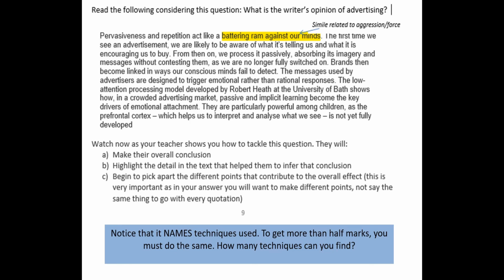So if I was to ask about that bit in yellow, pervasiveness and repetition act like a battering ram against our minds, some of you will already notice the label. I've labelled this as a simile. This will also gain marks in the test. If I was to ask you, by scanning through the work anywhere between line 1 and 4, can anyone locate where the alliteration is? Technical language or words like noun, verb, simile, alliteration do get marks in this test.